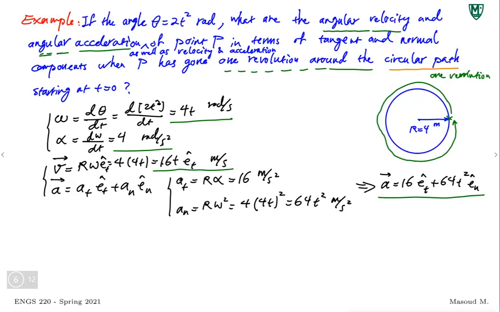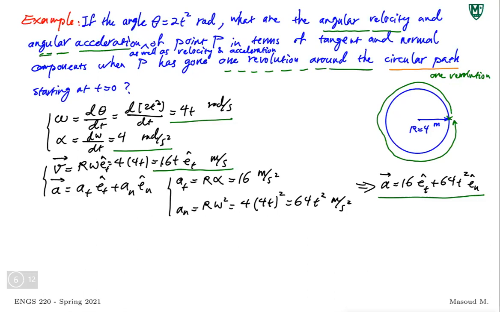So what do I do here now? Now I need to find t. To be able to plug it back into these equations, I need to know how long it takes to finish 1 revolution around the circle. Because if I don't have t, I can't find omega, I can't find v, and I can't find a, because the normal component of a is a function of time. But I'm not given the time directly.